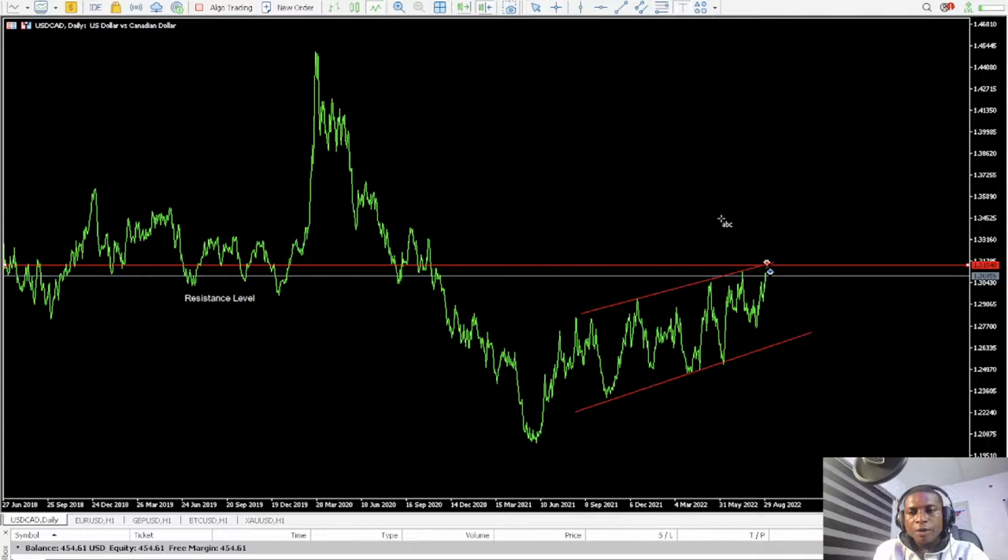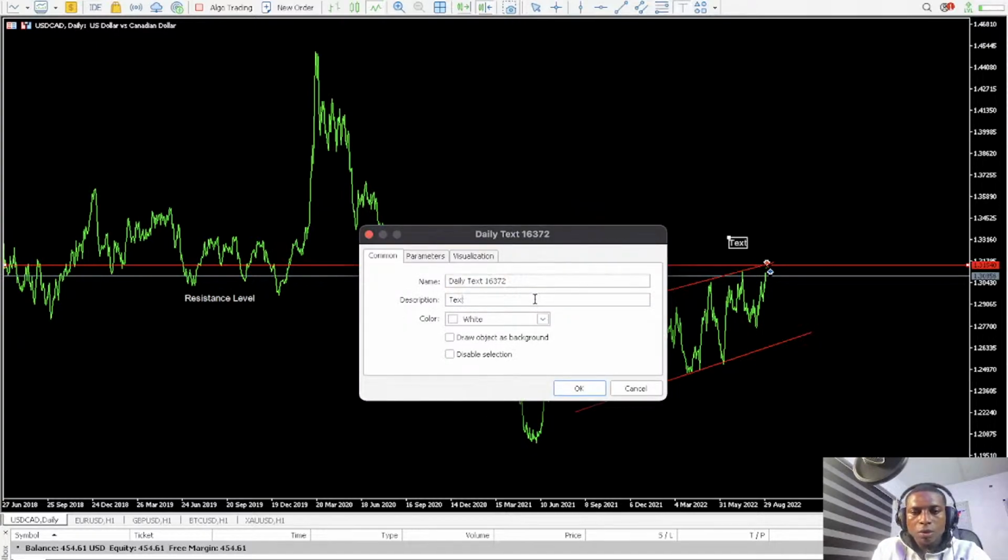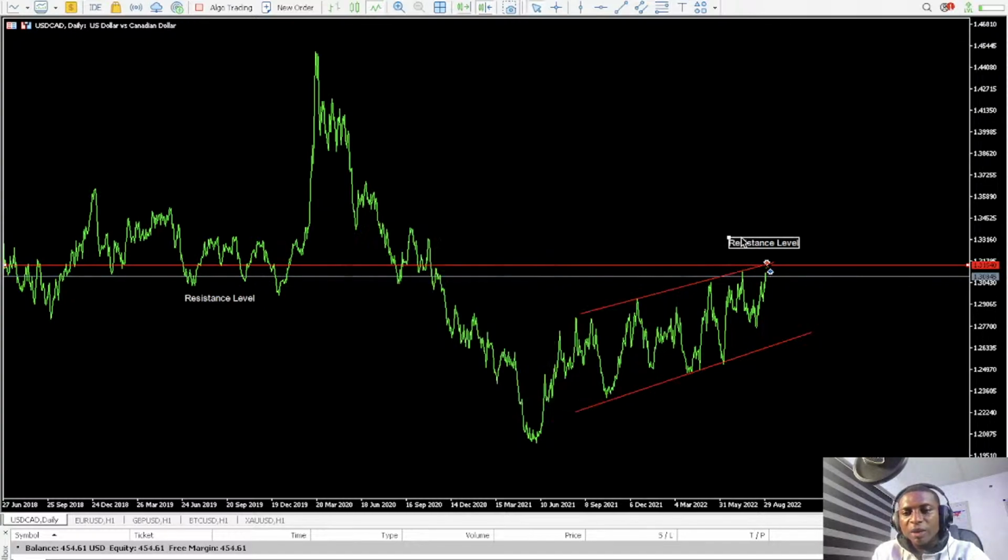What do you think price will do at a resistance level? Let me know in the comment section. What do you think price will do at a resistance level? So what price would do at a resistance level is that price would retrace. Oh, good. Thank you very much, Comfort.